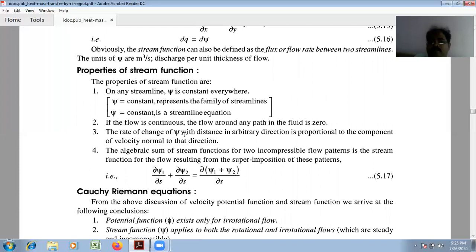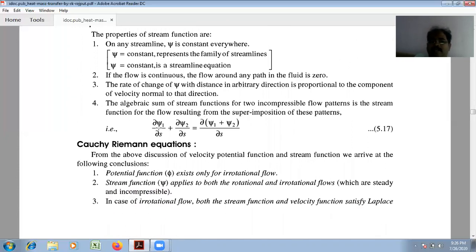Third, the rate of change of psi with distance in an arbitrary direction is proportional to the component of velocity normal to that direction. And fourth, the algebraic sum of the stream functions for two incompressible flow patterns gives the stream function for the flow resulting from the superposition of these patterns. So del psi 1 upon del x plus del psi 2 upon del x is equal to del of psi 1 plus psi 2 upon del x.